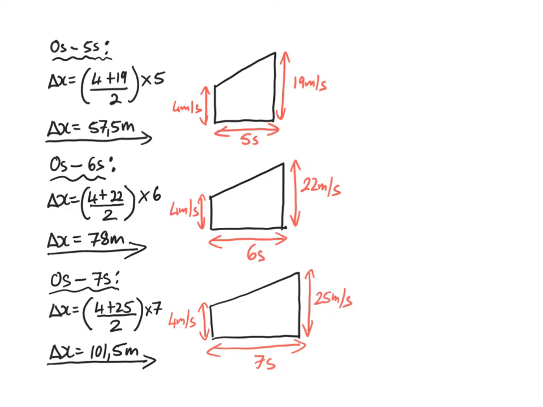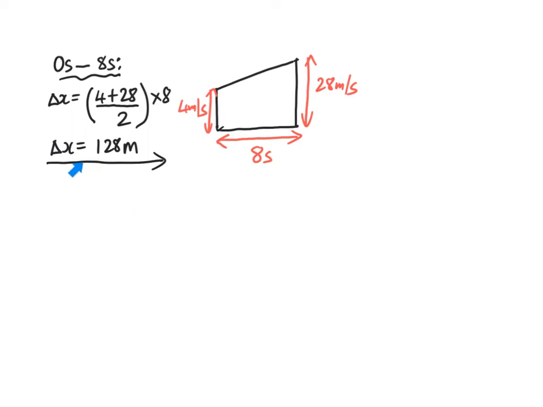So now we've managed to calculate the total change in position of the object up to 7 seconds. Lastly, we now get to 8 seconds, and here we work with a base of 8 seconds. The initial velocity was 4 meters per second. After 8 seconds, it's now 28 meters per second. Using the area formula of a trapezium, we work out that this is 128 meters. Now that we have all these values, we can look at sketching the total change in position versus time graph for this object's motion.